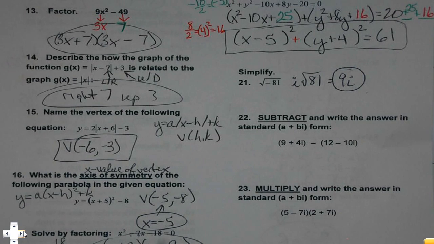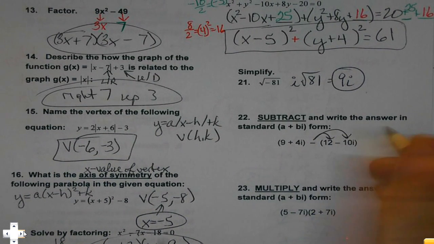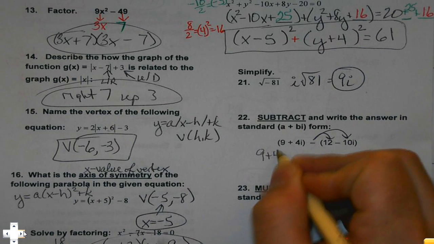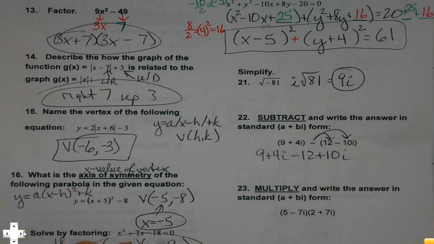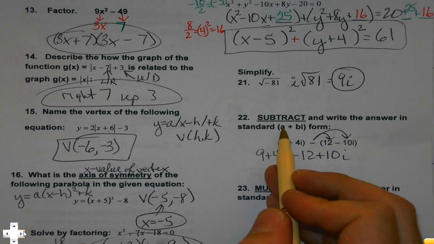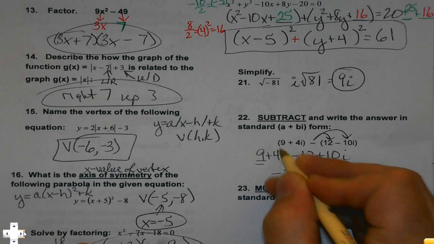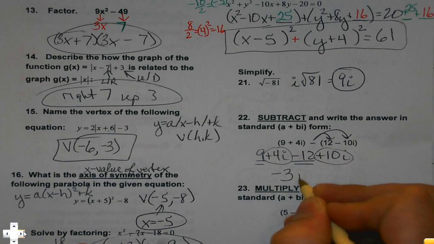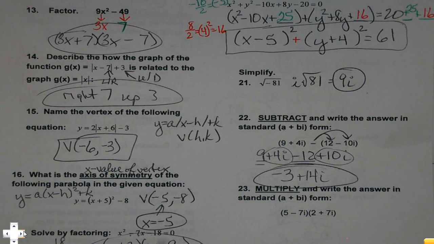Okay, subtract. Write the answer in standard form. Subtract. Distribute your negative through. Constant term first. And we're good. Now, is that as important when we get there? Because it's going to be in the right order. When you're looking at it, you're just going to have to recognize that.